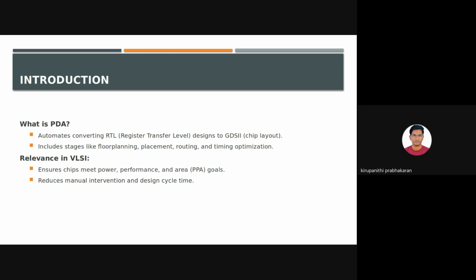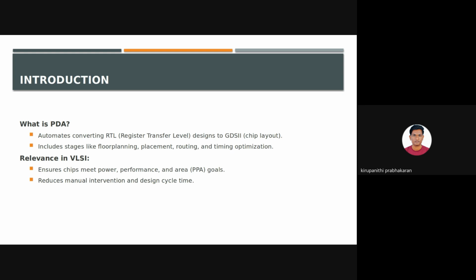Next is timing optimization. This crucial step ensures that all signal paths meet the timing constraints, meaning signals reach their destinations within the required time frames. It avoids potential issues like setup or hold time violations, which could lead to functional failures.